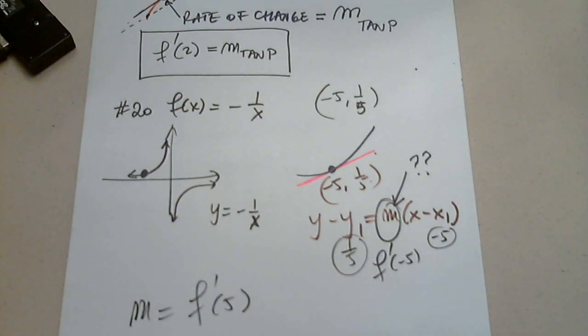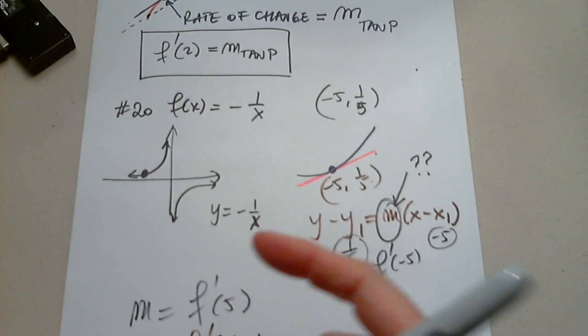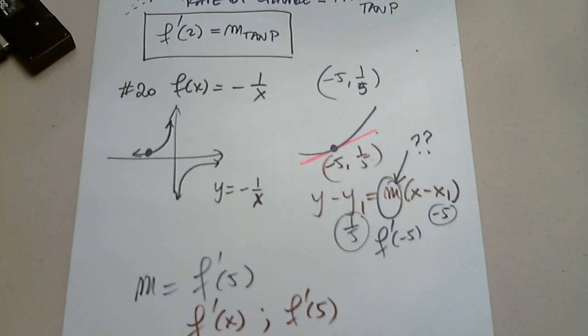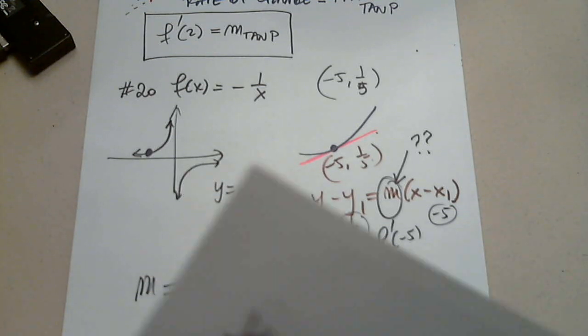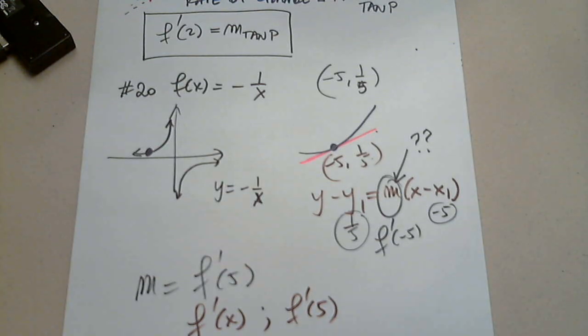Well, I have to find, the hard way, f prime of x. After I find f prime of x, I will plug -5 into f prime of x. But this is my first step. And I don't have differentiation rules at this point. I am still doing it the hard way. So I have to start with step one.